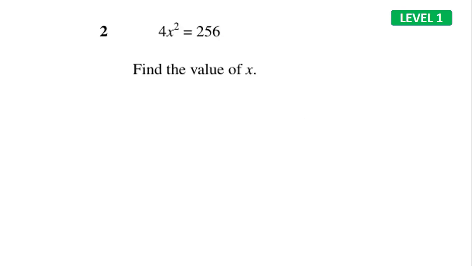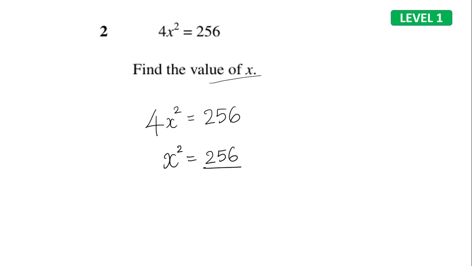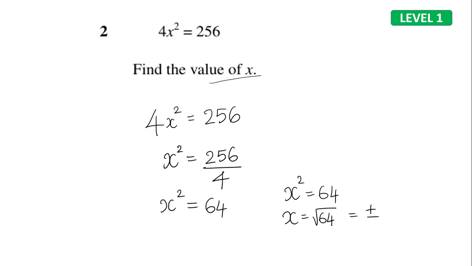In the second question, we need to find the value of x. So I can see here 4x squared is equal to 256. So I'll try to make x squared the subject and then x the subject. So here x squared is equal to 256 divided by 4. So I get x squared is equal to 64. From this we can see if x squared is 64, then x should be the square root of 64, which can be a plus or minus 8.